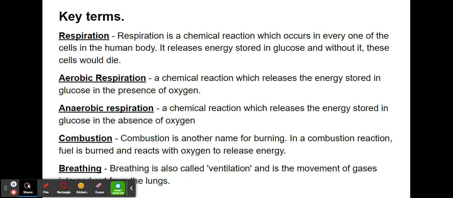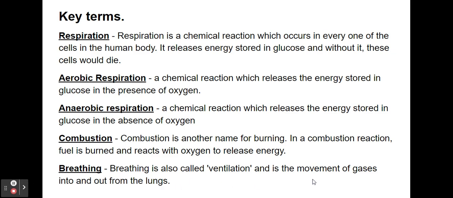Aerobic respiration is a chemical reaction which releases the energy stored in glucose in the presence of oxygen. We've also talked about anaerobic respiration, a chemical reaction which releases the energy stored in glucose in the absence of oxygen. But what about these other two key terms here?